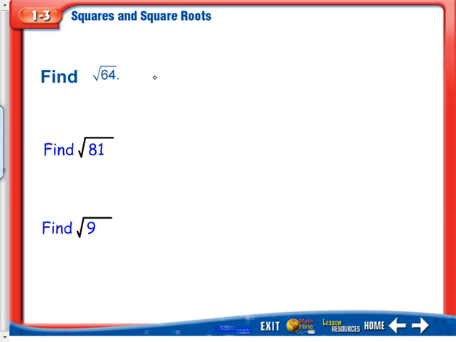Okay, so we have a few problems here. We're going to copy the original problem to make sure we stay in that habit. Square root of 64, we know, is 8.